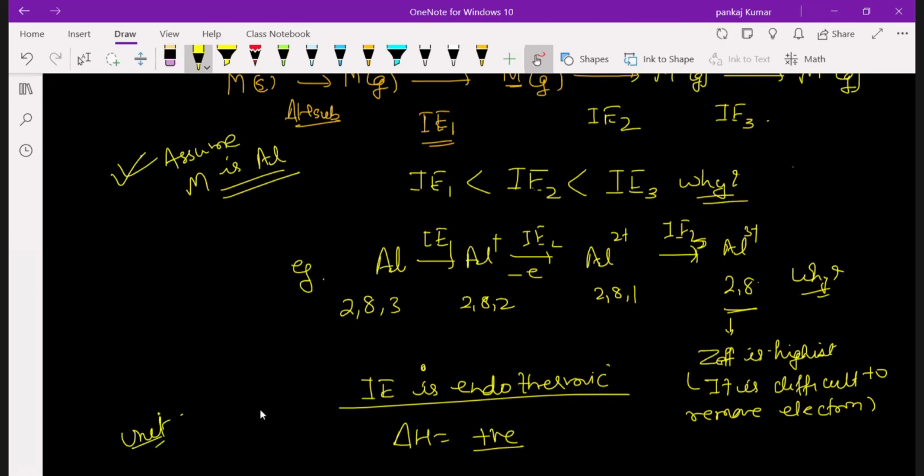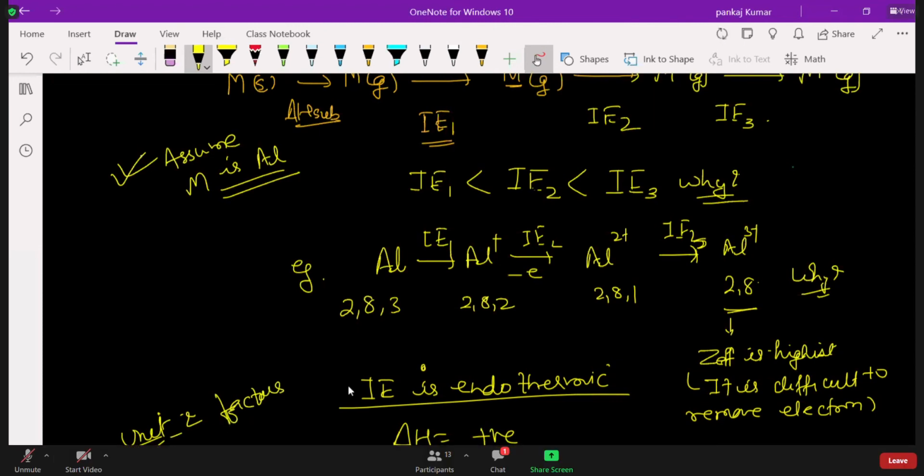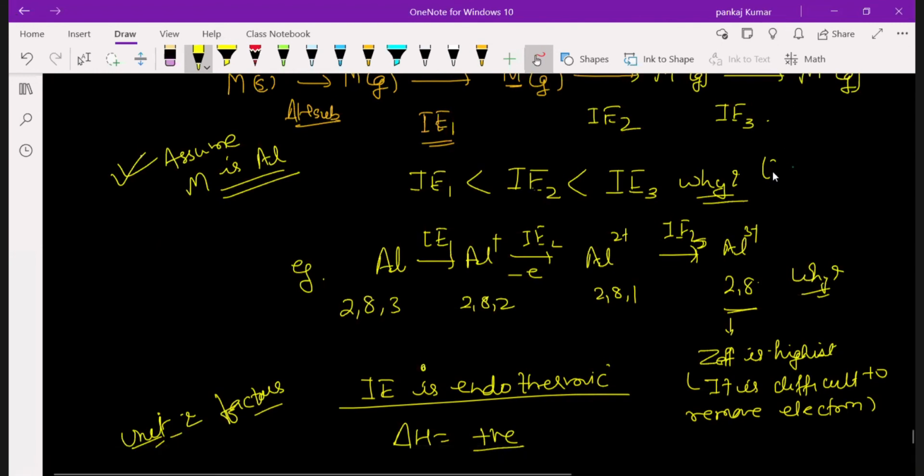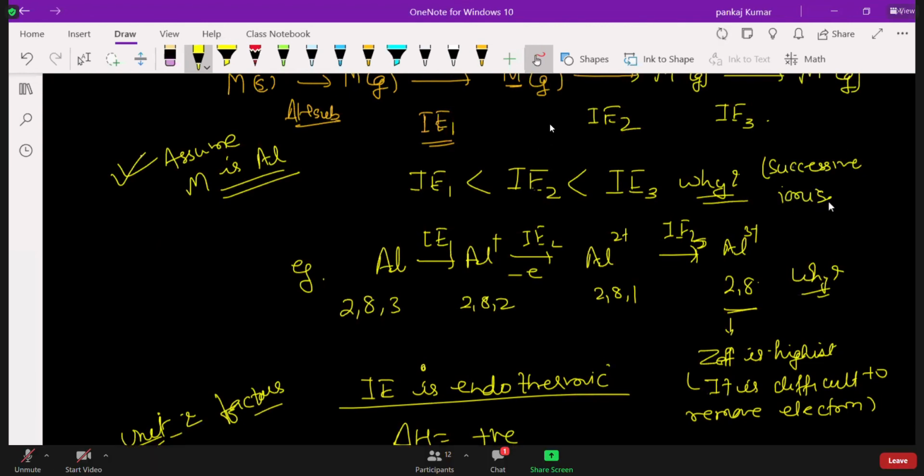Units and factors. It's clear? Yes, sir. It will be positive, whereas for delta H in exothermic it will be negative. This is a successive ionization, right? This is your successive ionization. I think it's clear now. Understood now? Yes, sir.